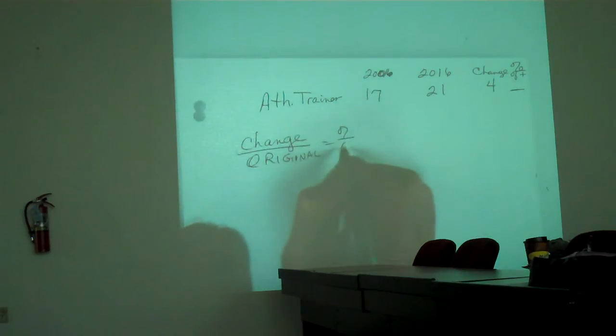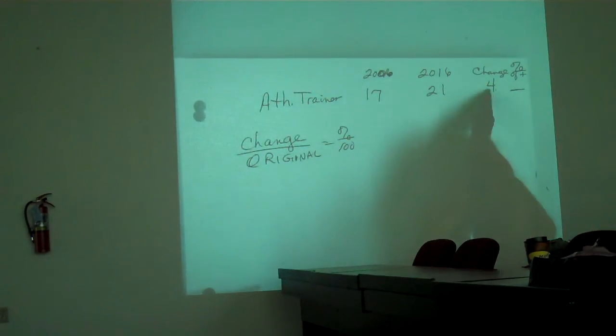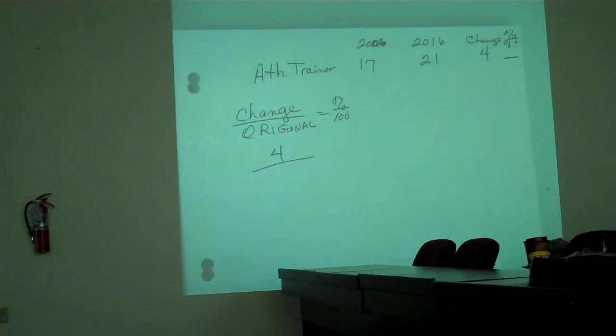Equals percent over 100. The change is 4. You could have got that just by subtracting them. They didn't have to give it to you. The change is 4. Your original number would be the first number. Which one's the earliest? The first number. 17. The 17.